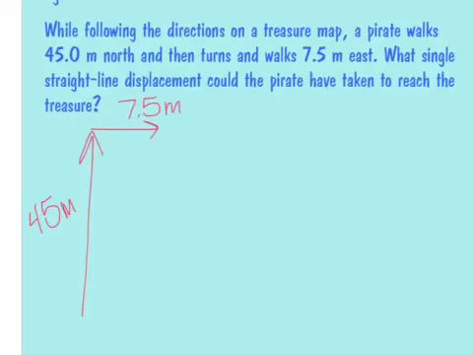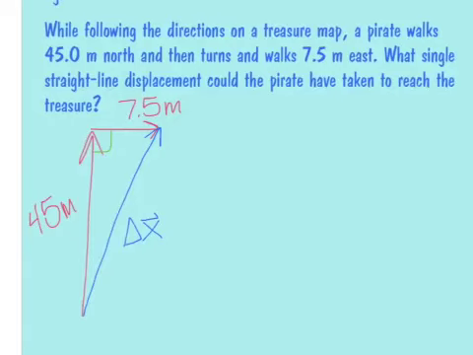I'm trying to add these two vectors together, and you'll notice that I've placed them tip to tail, so that my resultant vector starts at the bottom of that 45 meter vector and goes up to the tip of the 7.5 meter vector. This is my displacement vector. Now, to add these two together, you'll notice that they make a right triangle, because that 45 meters is a right triangle with the 7.5 meters.